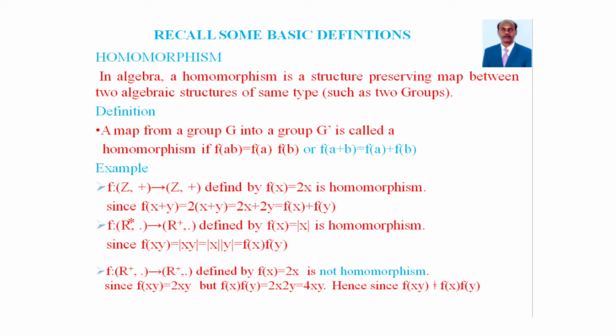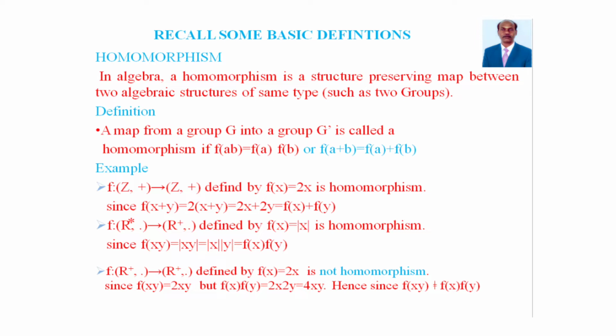Since f of x plus y equals 2 times x plus y, we can expand that term to get 2x plus 2y, according to the definition of f of x. So 2x means f of x, 2y means f of y. So now we get f of x plus y equals f of x plus f of y. Therefore, f is a homomorphism.